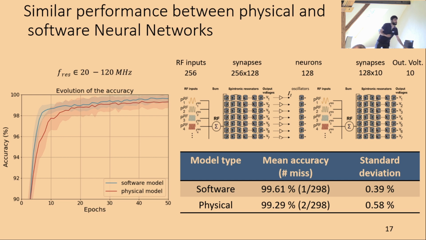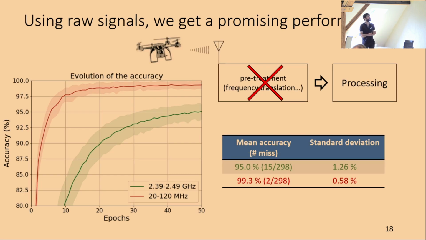To go further, what we can do is try to avoid any pretreatments such as frequency translation. And for that, we simply inject the signals at the Wi-Fi band range. Unfortunately, let's say, we have a little loss of the accuracy of the model, but still it is 95% accuracy, and we still need to improve a little bit the results, so still encouraging.